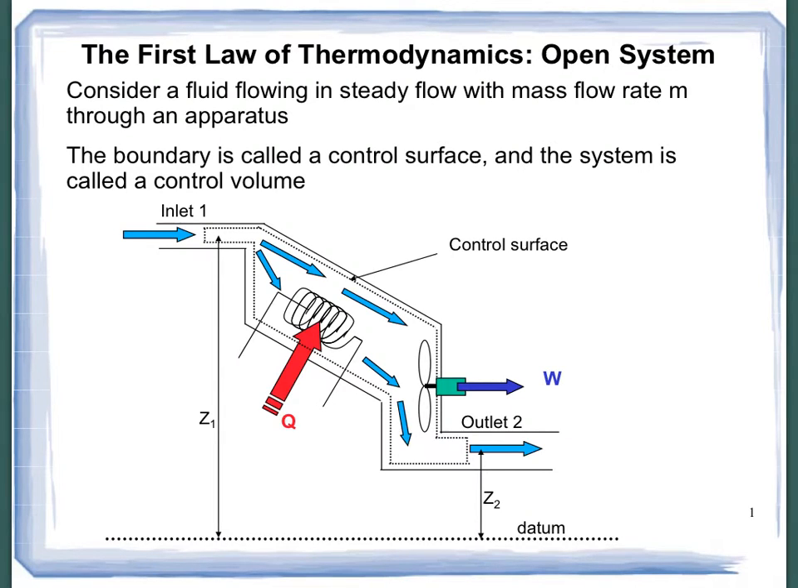Alright, so now let's have a look at your notes. You have the first law of thermodynamics of open system. Consider a fluid flowing in a steady flow with mass flow rate m through an apparatus. So you have an apparatus over here where you have an inlet and an outlet, and then it has the electric heater here which produces heat. And it also has this fan over here which is going to have work output in here.